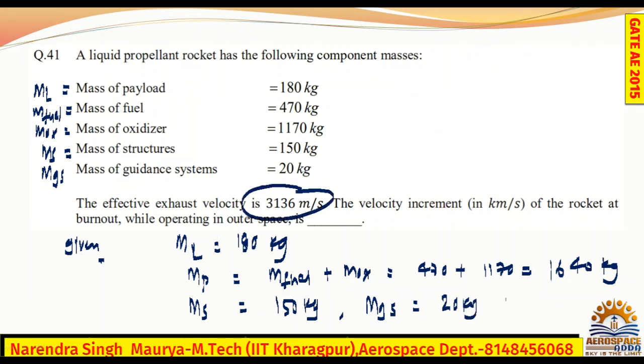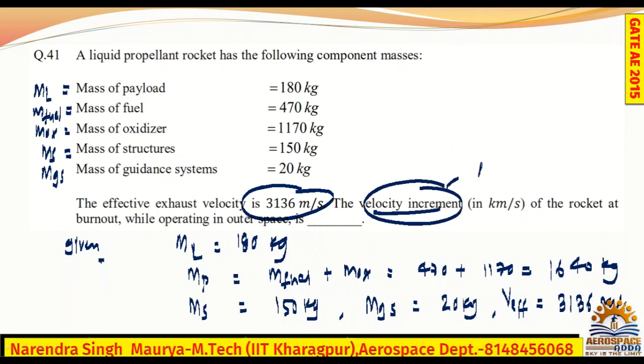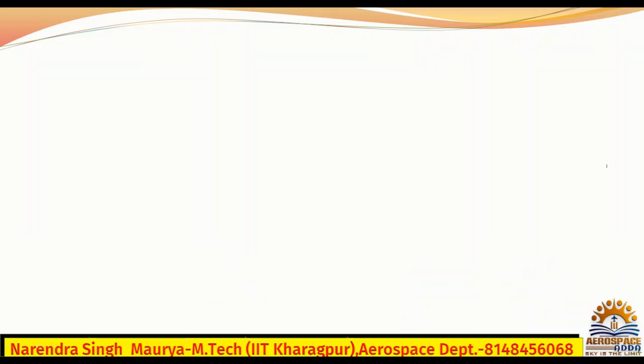This is the effective exhaust velocity they have given. How much? 3136 meter per second. They are asking velocity increment, means delta U. You know what is delta U? Isp g ln m naught by m. Many times I have solved this formula based problem in previous GATE exams, so you will use this. All right, we'll draw the diagram, so things will be clear more and more.